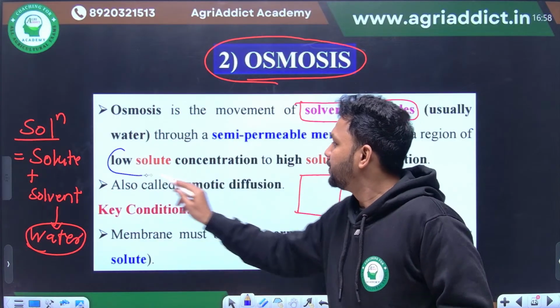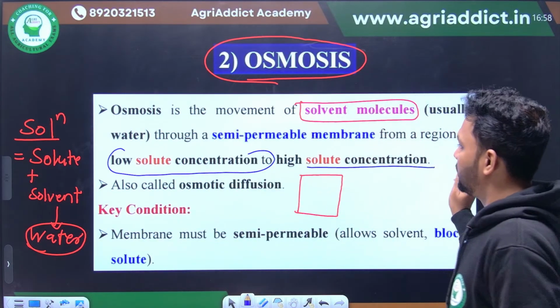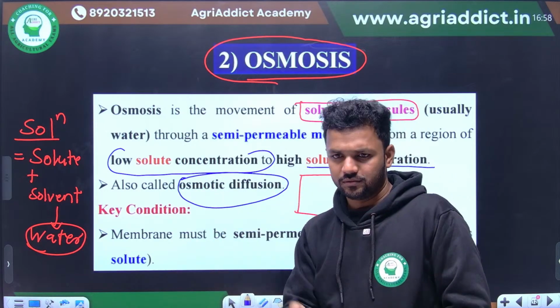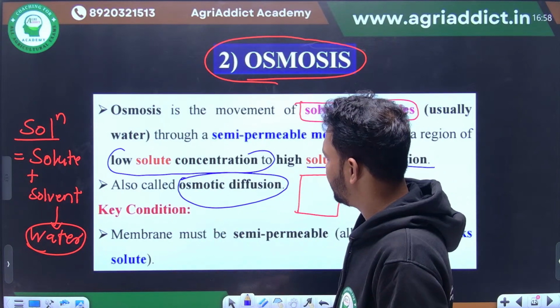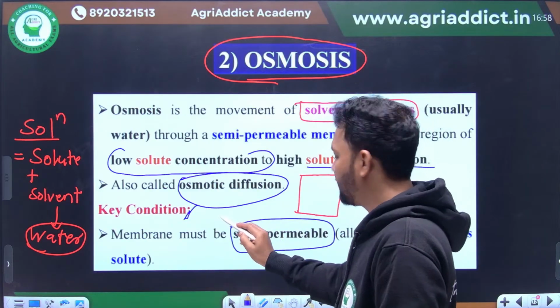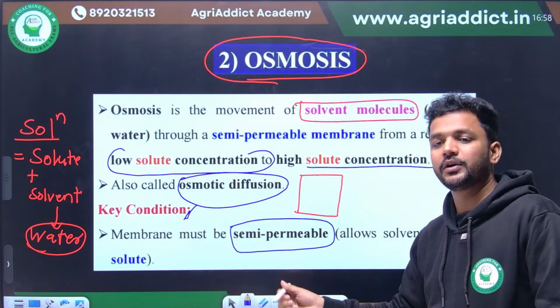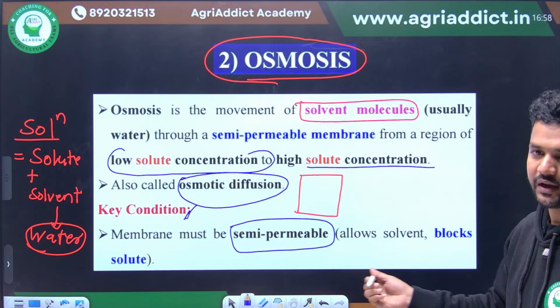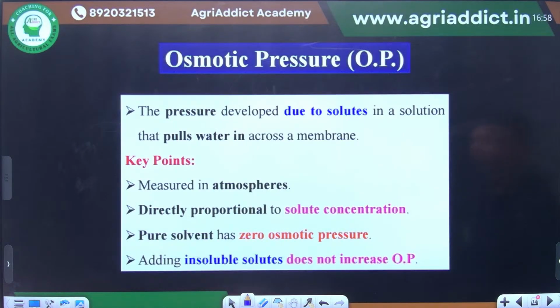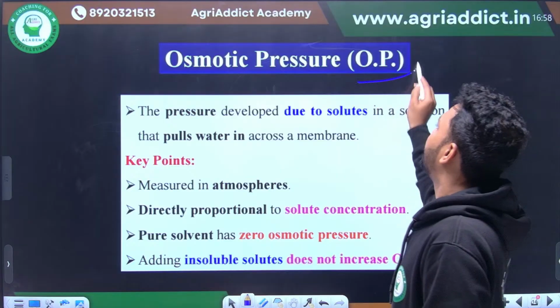Here it will move from low solute concentration to high solute concentration. And it is also called osmotic diffusion. I told you in the earlier slide. And the key condition: the membrane must be semi-permeable. Semi-permeable means it only allows the solvent to pass through it and it will not allow the solute, or blocks the solute.